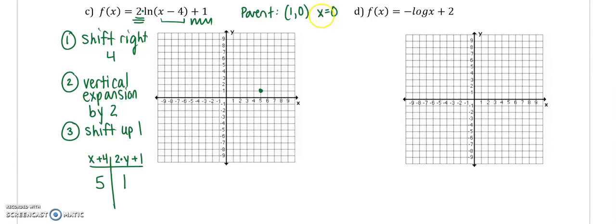Okay, asymptote, same thing. The asymptote's just x, so x is plus 4. So that'll turn into x equals 4. Alright, so there's my asymptote, and I can roughly sketch it from there.